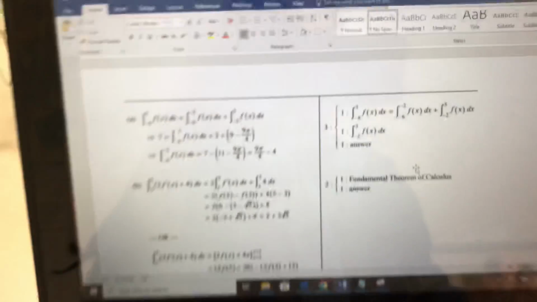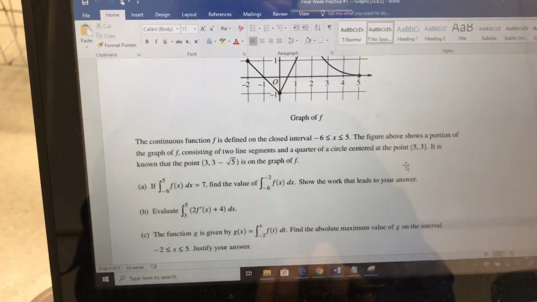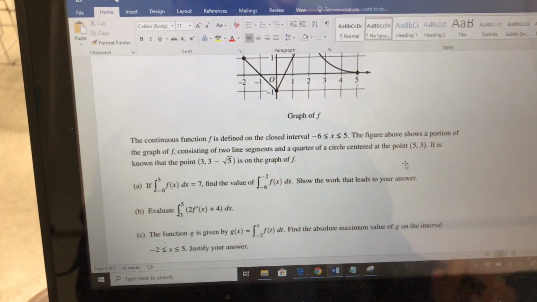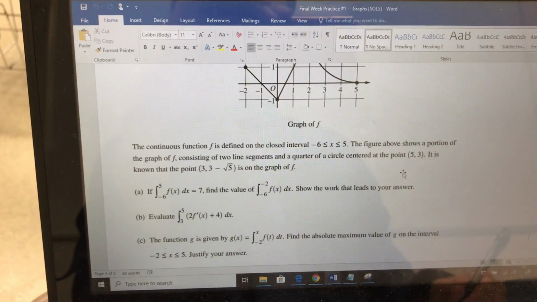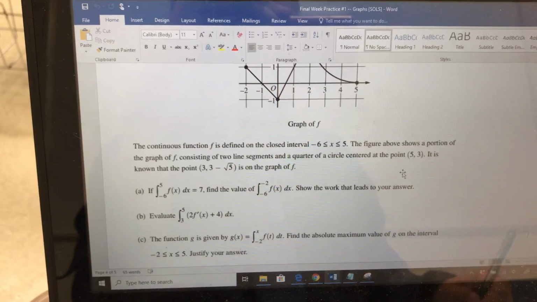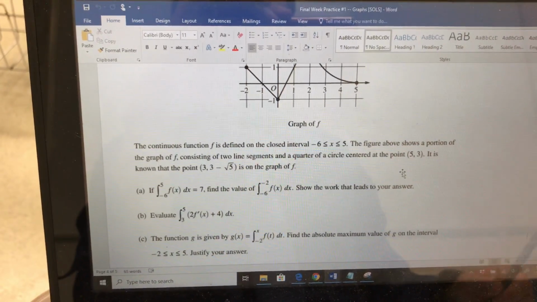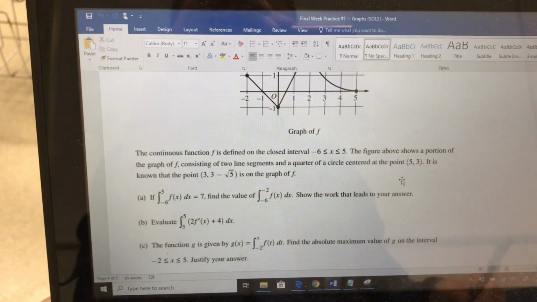So I guess I would have gotten 2 out of 3 on that one. Okay, let's go ahead and look at the next question here. Part 2 asks us to evaluate the integral between 3 and 5 of 2f prime of x plus 4. So we know, of course, if you have a sum of integrals, we can break that into 2 separate integrals. So I think I'm going to do that first, and this is between 3 and 5.